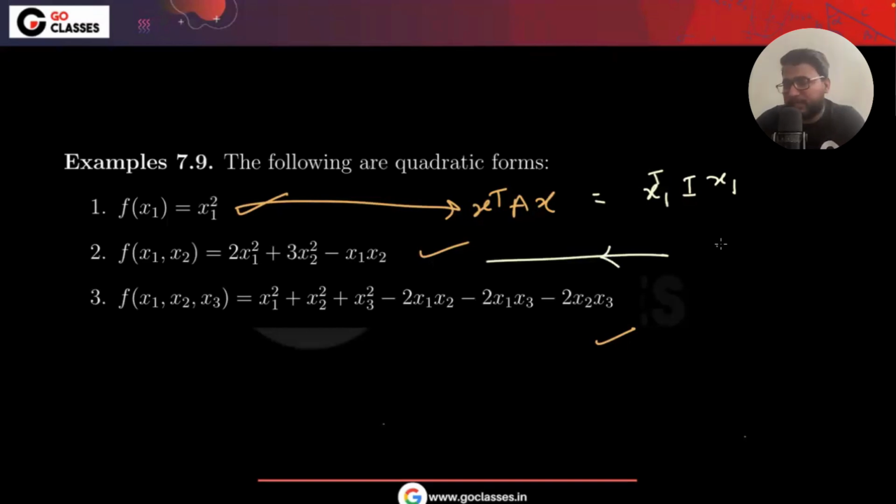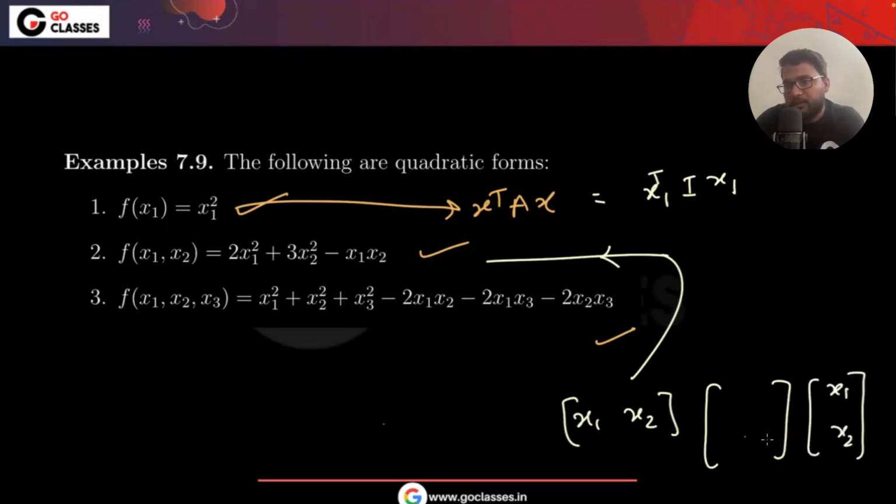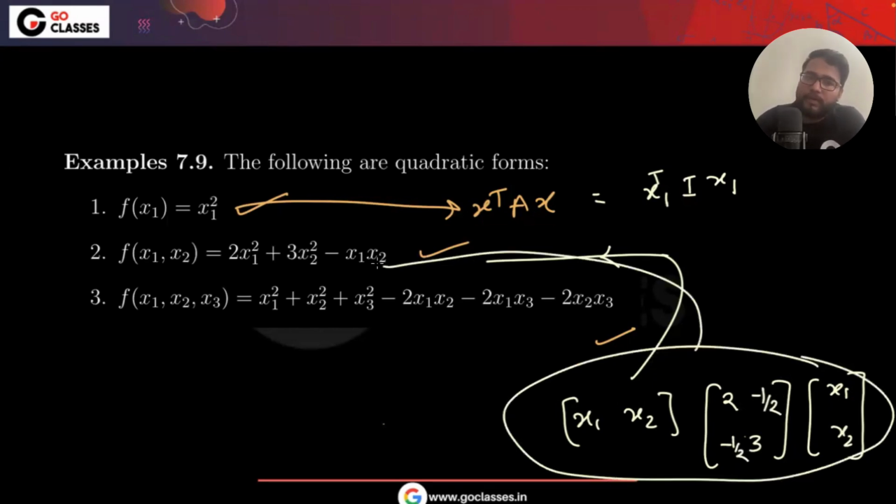For example, this can be represented, we will see how, but it can be represented something like this: x1, x2, this matrix A, and then x1, x2. So what is this matrix A? We will see how to find out this matrix A. But for now, if I just plug in this matrix A, it will be a little complicated for you to understand. But it is something like this. If you actually multiply all of this, you will be getting this. Given any quadratic form, you can represent it as x transpose Ax.